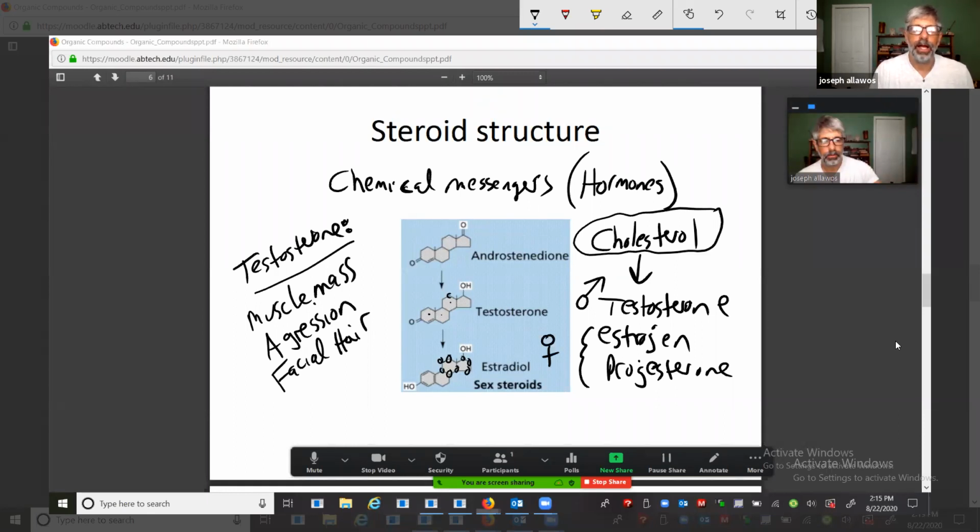Now, one of the things I'll point out is that the body goes from cholesterol to testosterone and then from testosterone to estrogen. So females also make testosterone. It's just that they then convert it into estrogen. Okay. Estrogen and progesterone are what regulate the female uterine and ovarian cycle. So estrogen regulates the ovarian cycle and progesterone the uterine cycle. Different levels of these hormones cause the ovary to produce an egg roughly once a month, every other ovary.